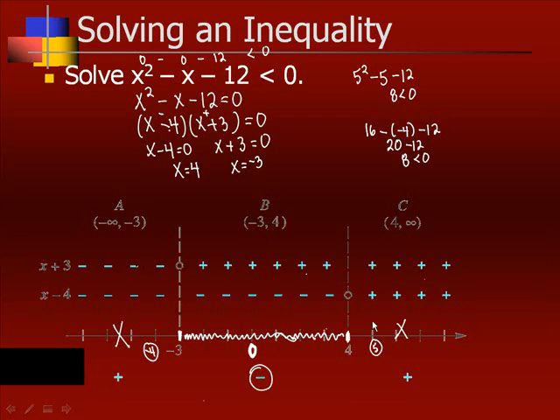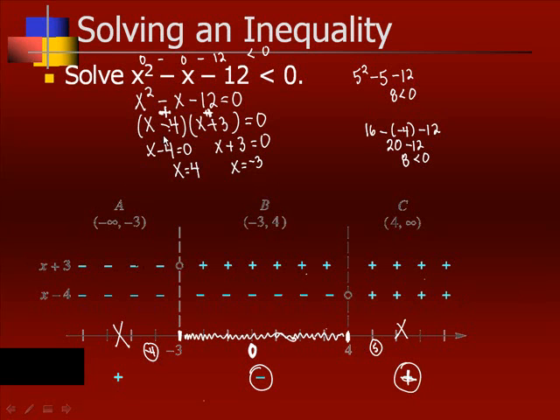Let's go back over here to where 5 is. 5 minus 4 is a positive. Any number in that interval would make it a positive. 5 plus 3 is a positive. Well, a positive times a positive is positive. So everything in this interval is going to be a positive.